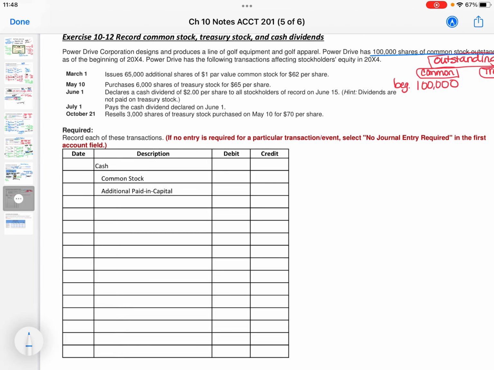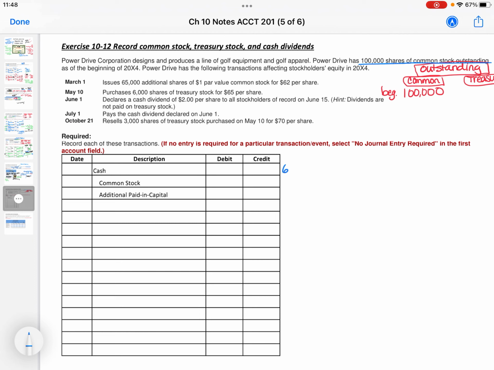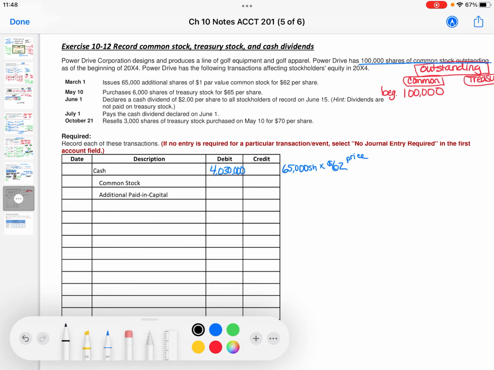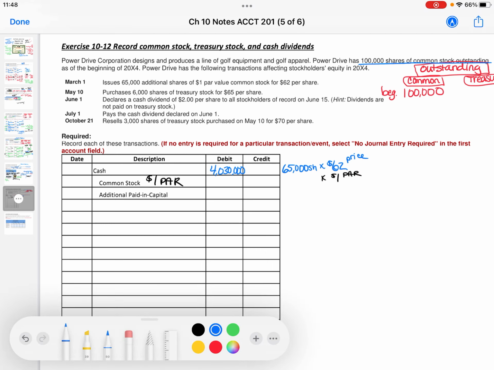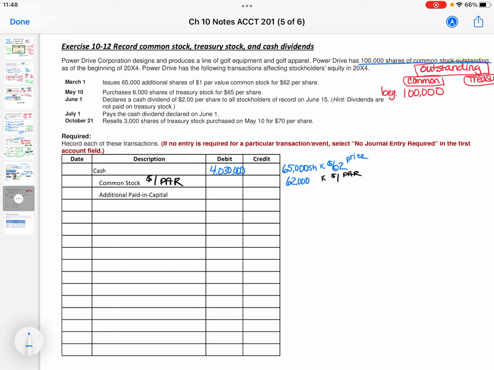We sold some shares of stock. So I sold 65,000 shares at $62. That's my sales price. So in total, that is $4,030,000. Now, yes, this common stock does have a par value. It is $1. So I'll take those 65,000 shares and multiply by the dollar par. And that's $65,000. That will be the credit to the common stock T account.